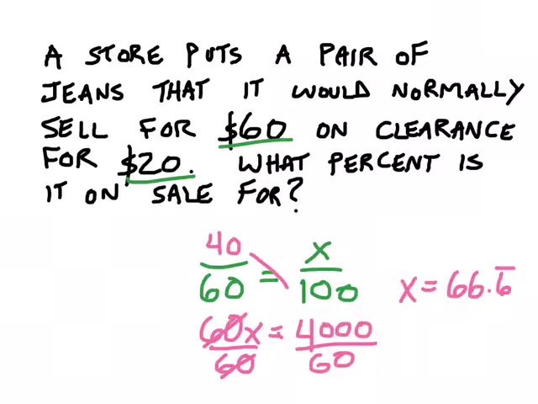And I was asked for a percent, so that's what this is. This is a 66 and 6 tenths repeating forever percent sale. Or another way of thinking about it is that this pair of jeans is 66 and 6 repeating percent off. And that's the answer to my question.